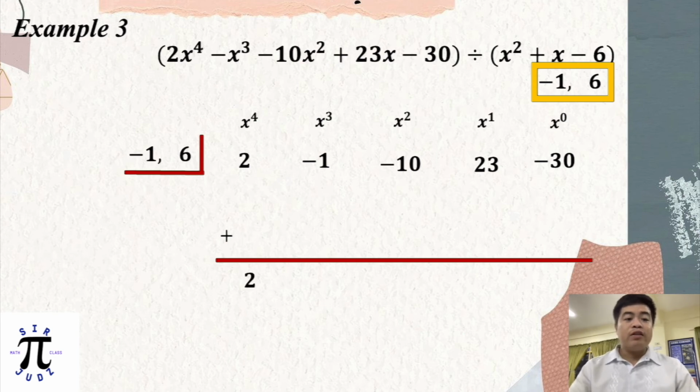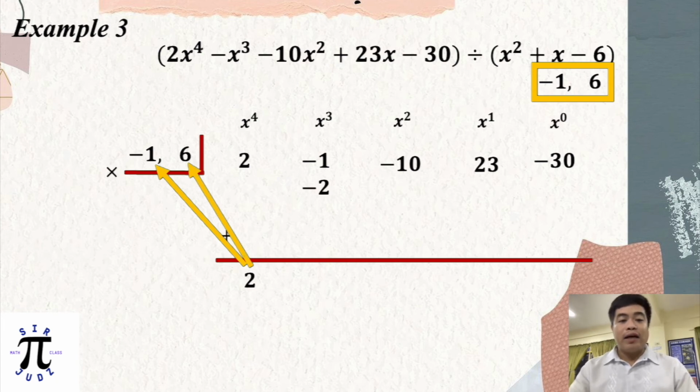Just bring down 2. And then, we're going to multiply 2 to negative 1 and 6. Okay, where are we going to write the product? So, you have negative 2 times negative 1. Isusulat mo siya dito sa below negative 1 sa x cubed na column. And then, 2 times 6, isulat mo naman yung product niya dito sa x squared na column.